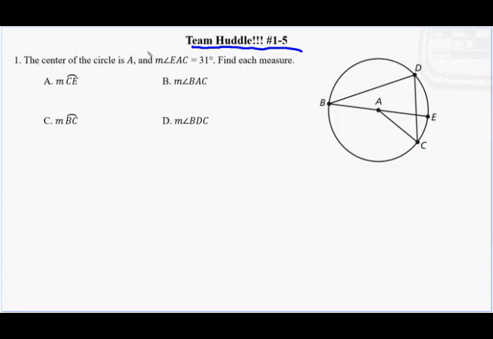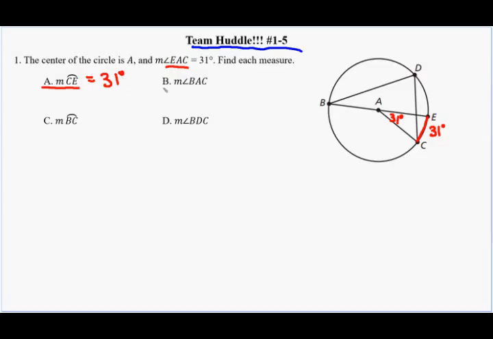Okay, here in the first one, a circle is A, EAC is 31, so E to A to C. This little angle in here is 31 degrees. Find each measure. All right, well, let's go back to the circle. If this angle in the circle is 31, that means EC is also 31 degrees, and that happens to be letter A here. What is the measure of arc EC? It's the same as the central angle, 31 degrees.